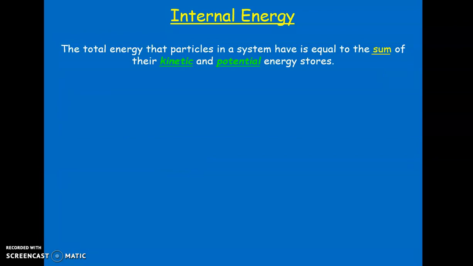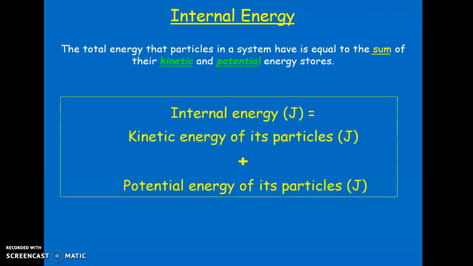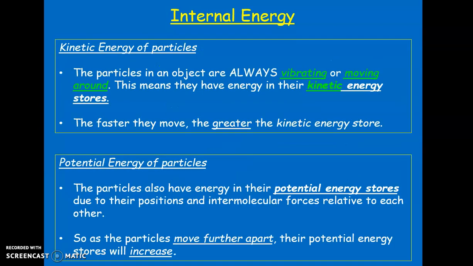So the total energy of the particles in a system, remember a system is an object or a group of objects, is equal to the sum of the kinetic and potential energy stores. We can summarize that with an equation. Internal energy equals the kinetic energy of its particles plus the potential energy of its particles. Please pause the video and copy that down. That's an important equation. If you haven't done so already, please copy these slides down also.